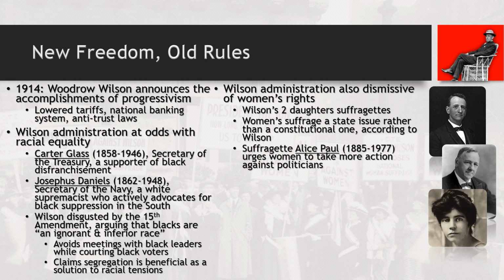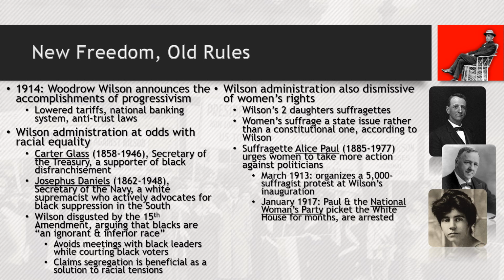The situation surrounding one particular suffragette named Alice Paul gains a lot of public attention during Wilson's administration, and it's been relatively suppressed for the most part, but during its time, it was pretty outstanding. She directly challenges Wilson and says that women need to start taking more action against politicians in particular. And in March of 1913, in the midst of all of the success that he's trying to tout, she organizes a 5,000-person protest at his inauguration. Okay, so she openly dismisses him.